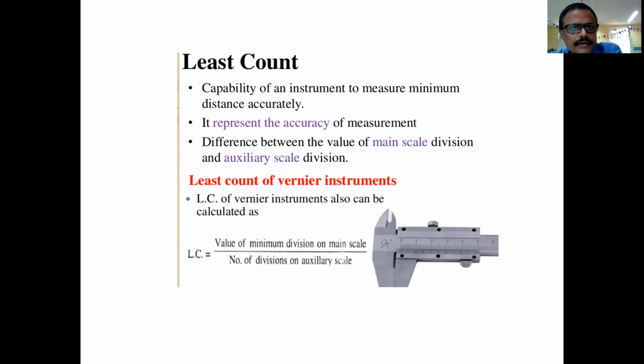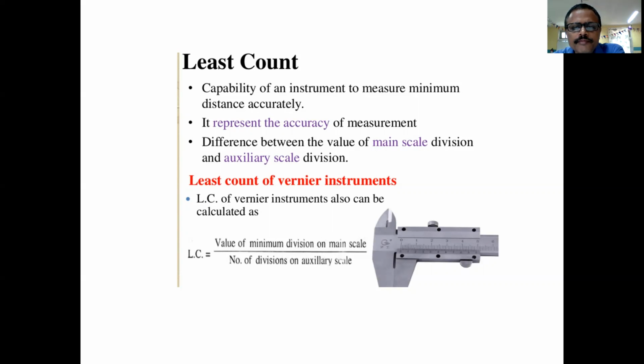Similarly, you should also know the meaning of least count. Least count. Least means minimum. So least count stands for the capacity of the instrument to measure the minimum distance accurately. So the word least count is related to the accuracy of the measurement. The least count is the difference between the value of the main scale division and auxiliary division.